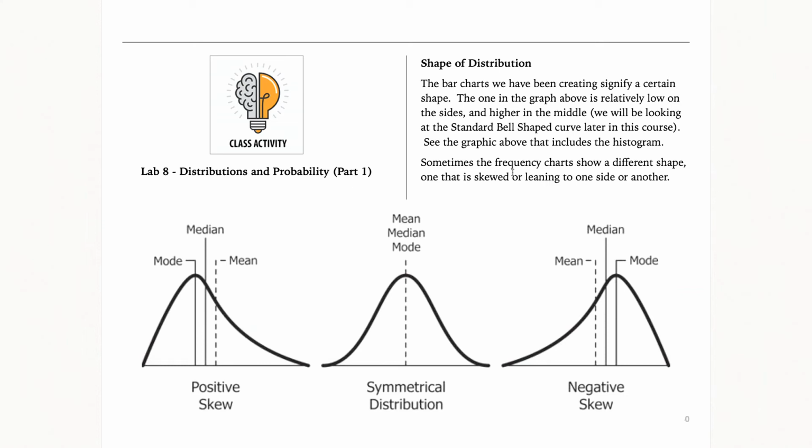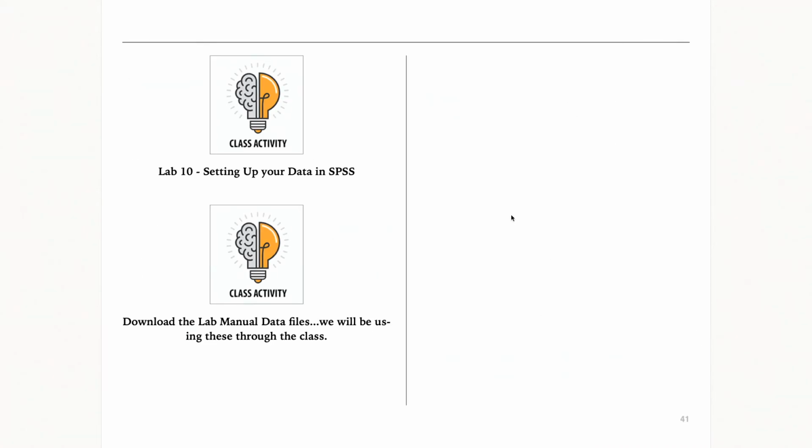And here we're going to talk about distributions and probability. The first part of that is the shape of the distribution. If you actually took all those bars and you did a whole bunch of them and you just drew a line across the top of those bars, what would be the shape of that particular set of data? And that tells you something about that data. Then we're going to go right into SPSS here.